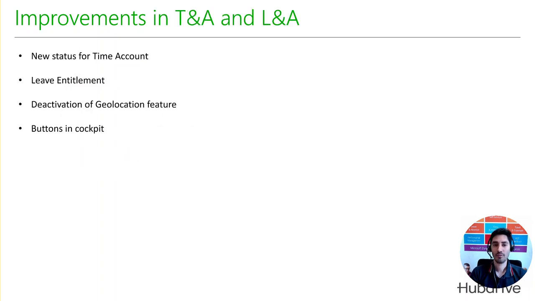We also had a few improvements in time and attendance and also in leave and absence. We will introduce a new status for time account. We have a new leave entitlement process there. Also in Rollup 42, we introduced the geolocation feature, so the employee could track the location based on his mobile phone. And also here we are bringing the deactivation of this feature. And also we have here the buttons in cockpit, so we had some changes in there.